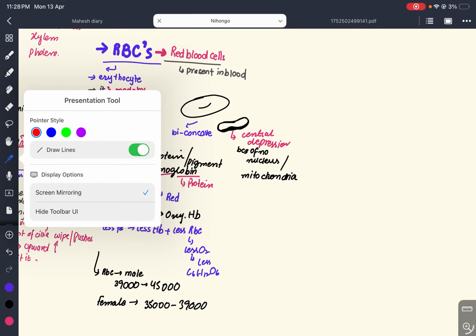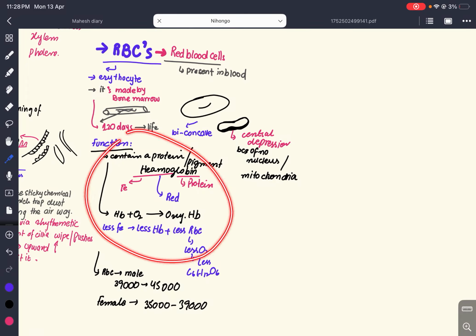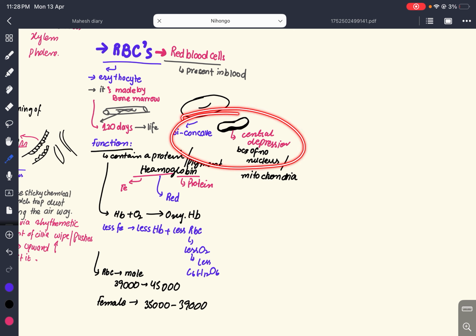So that was all about RBCs. The red blood cells are present in blood, they're erythrocytes, made in the bone marrow, with a 120 days lifespan. The actual function of the RBCs is to transport oxygen from lungs to the entire body. They have a biconcave shape. They do not have nucleus or mitochondria, and they have hemoglobin, which has the heme part, and the globin part, which is made up of protein. That's all you should know about red blood cells.